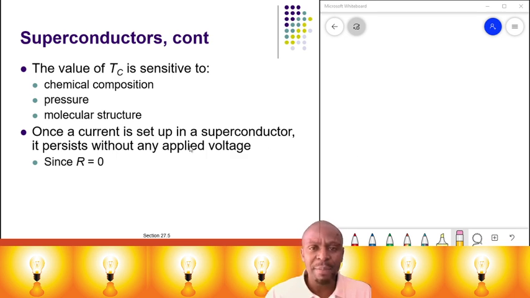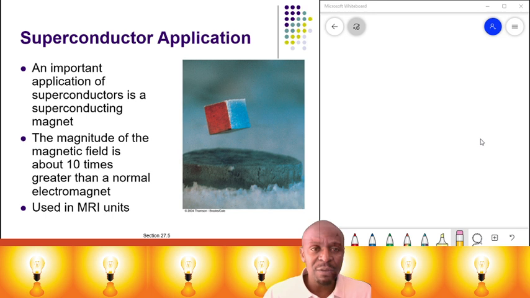Once a current is set up in a superconductor, it persists without any applied voltage, because R equals 0 for the superconductor. There's no resistance. Now, the superconductors are applied in many fields. For example, the magnitude of the magnetic field is about 10 times greater than a normal electromagnet, and it is also being used in MRI units in your hospitals.